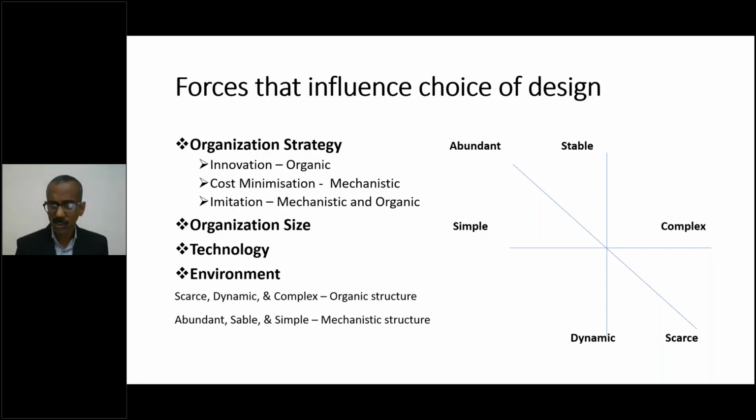If resources are scarce, that is bottom side. The environment is highly dynamic, it's highly complex, and resources are scarce, then you have to go for organic structure. So these are the four major factors that influence choice of design. These two are extremes. Mechanistic model, two extremes.